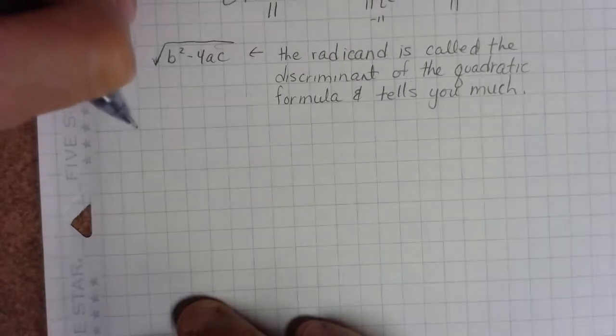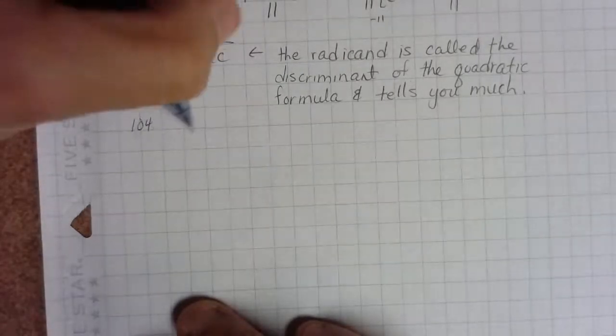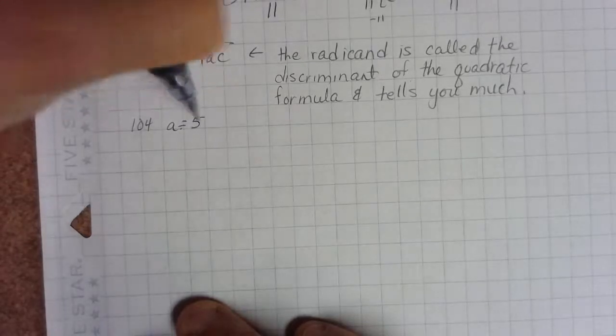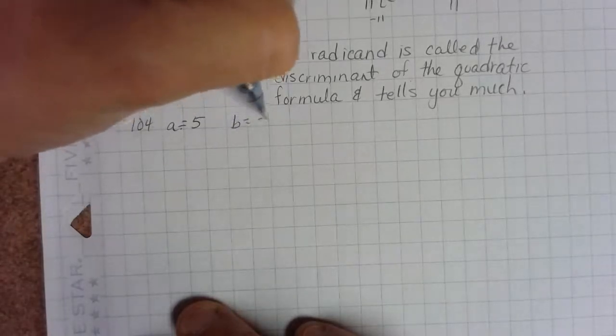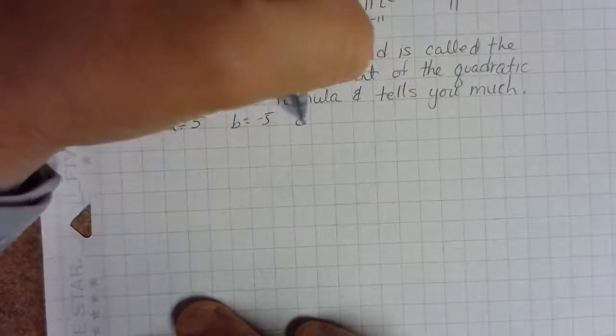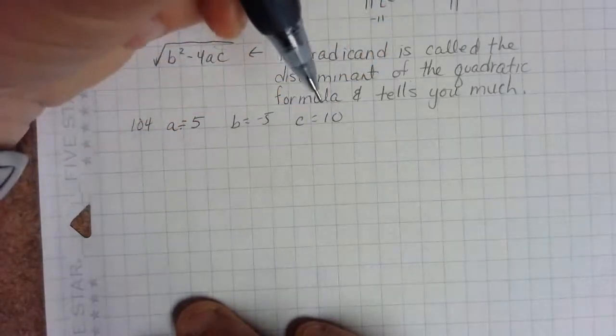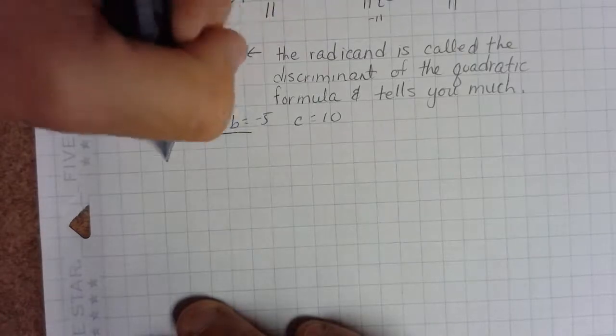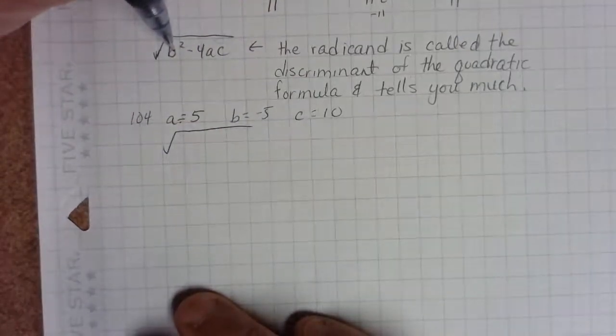So on 104, they tell us that A equals 5, B equals -5, and C equals 10. And they want you to evaluate the discriminant, b squared minus 4ac.